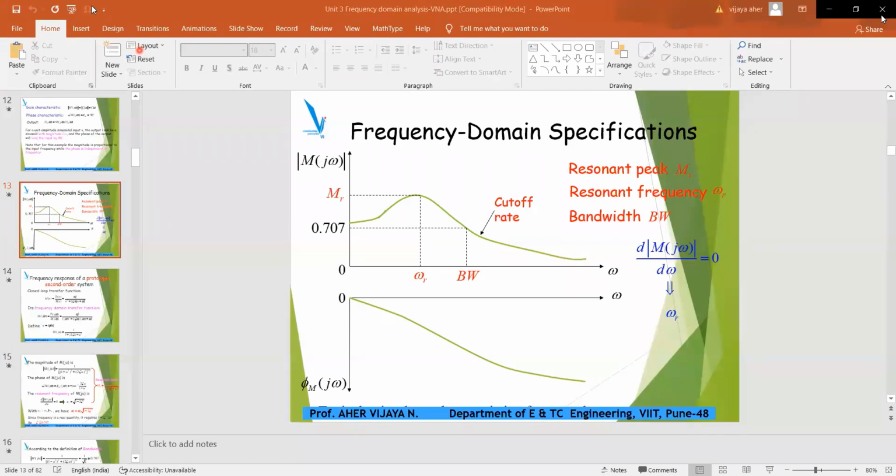Any doubt up to this? Understood? Clearly? Absolutely clear?